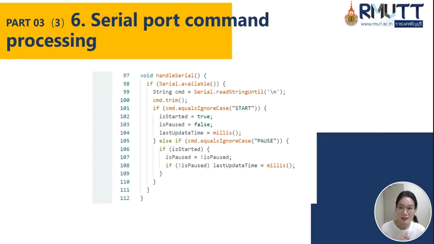This is the sixth part, serial port command processing. This function processes text commands sent via the serial port and supports the start and push commands. It reads serial port data, parses the command content, and updates the program status accordingly, providing another control method.